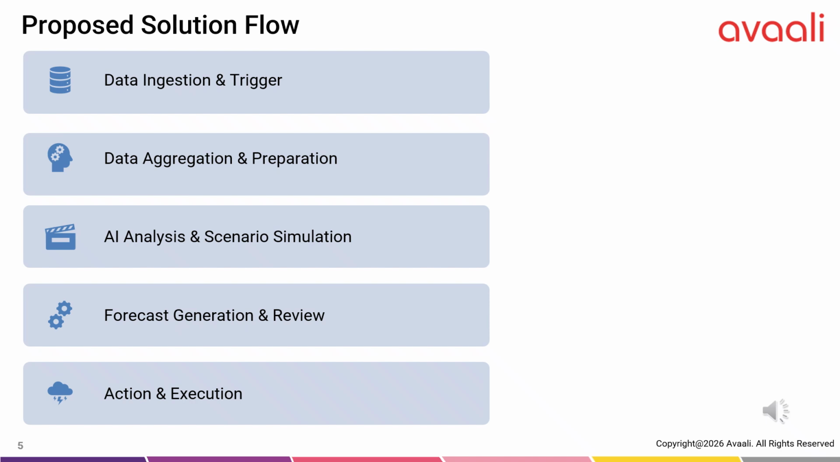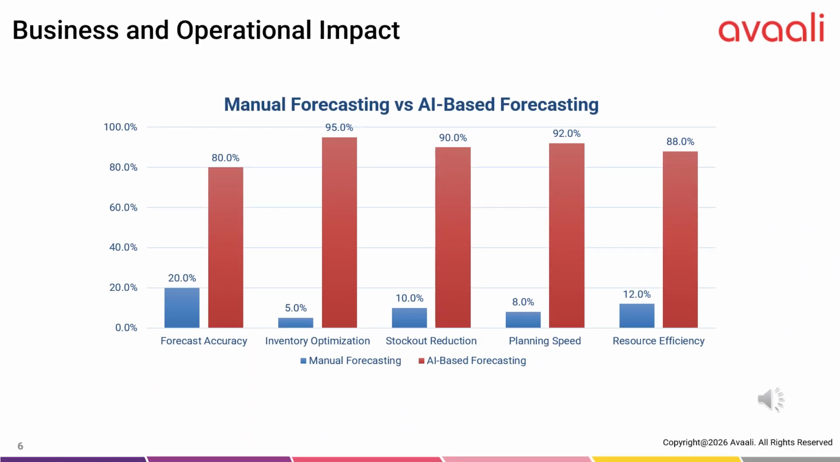Based on the analysis, the system predicts future demand. Teams can review and validate the forecast before making decisions. Finally, the company uses the forecast to plan production, inventory, and supply chain activities to meet future demand efficiently.